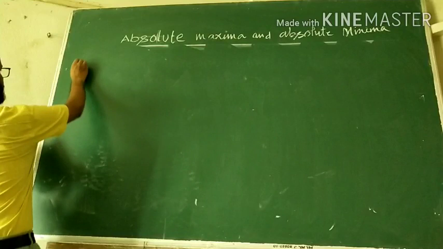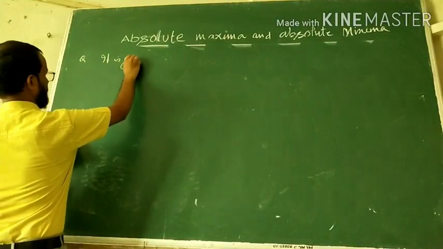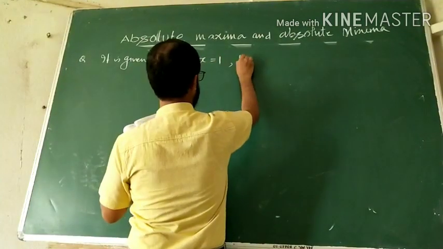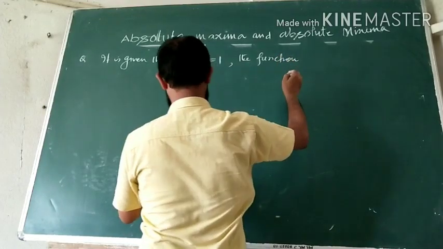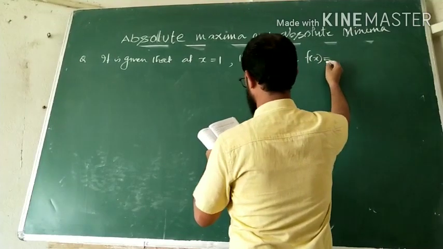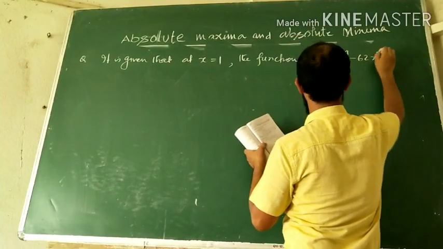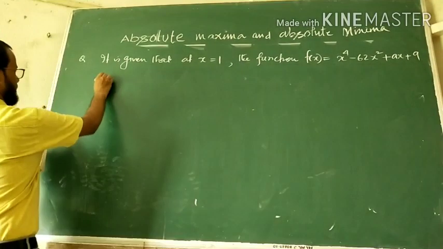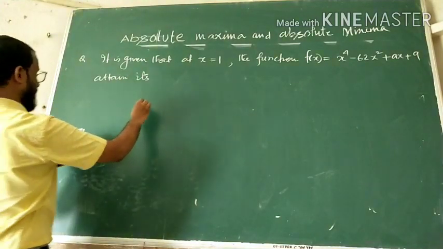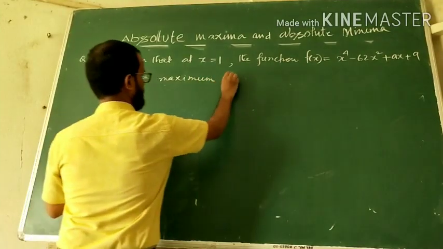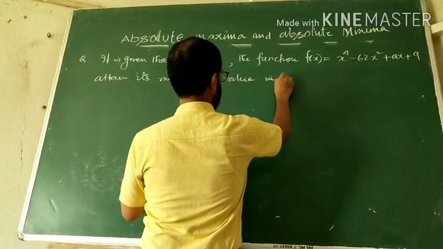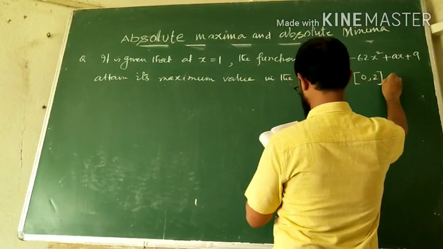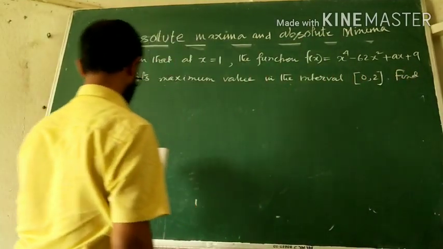Question is that, it is given that at x equal to 1 the function f(x) equal to x to the power 4 minus 62x square plus ax plus 9 attains its maximum value in the interval 0 to 2. Find the value of a.